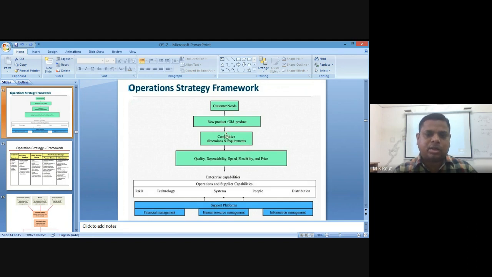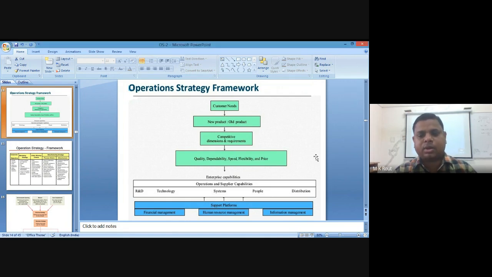The next part is the competitive dimension and requirement. In case of competitive dimension, you have to take care of the pricing strategy, the quality strategy, and the next part is the delivery strategy. In case of competitive dimension requirement, you must depend upon the operational framework like quality, dependability, speed, flexibility, and the last one is cost or price. Then after that you directly focus on enterprise capabilities.